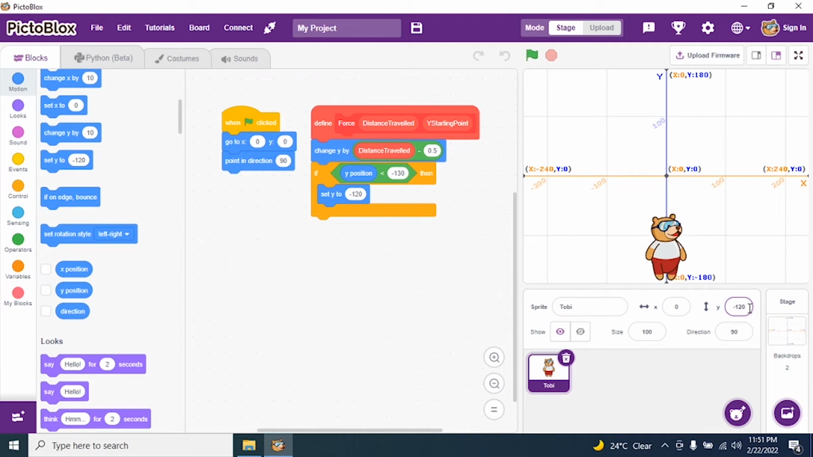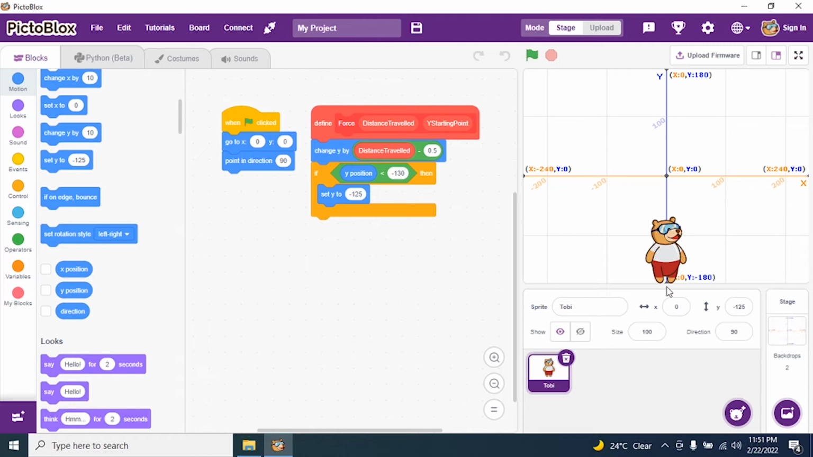120 and press enter. No, it is too much. So I will make it 125. Yes, it is exactly right. Neither are his legs going in. It is exactly touching at the edge. So I will say minus 120, which is minus 120, I will make it 125.